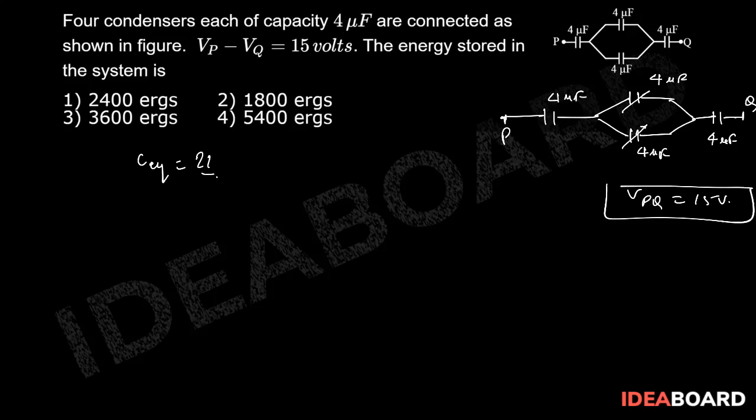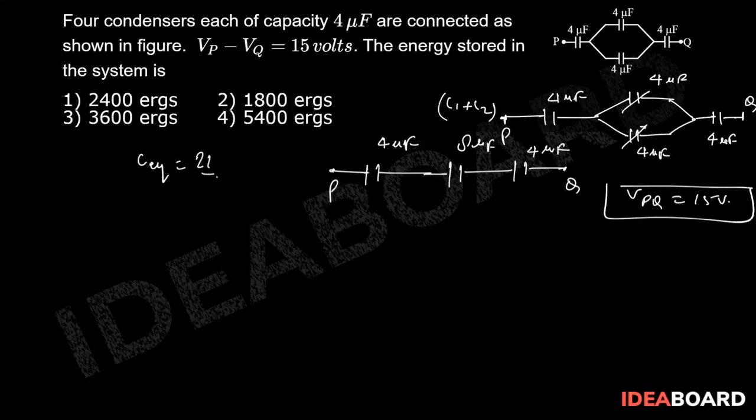That means we can have an equivalent circuit diagram. 4 microfarad. These two are in parallel. So this will give you 8 microfarad, right? That would give you C1 plus C2 only. And again, there is another 4 microfarad, correct? And this is Q point.